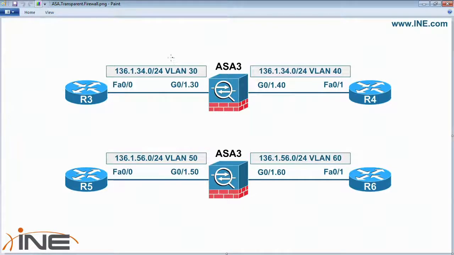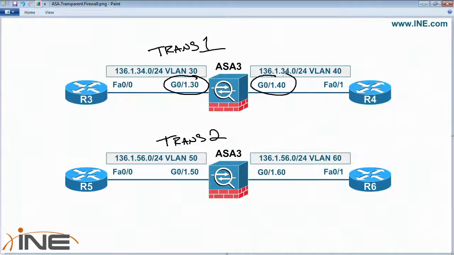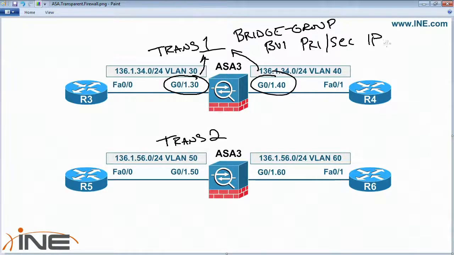So let's say that this is going to be context transparent 1. This is going to be context transparent 2. When we do the allocation of the interfaces, physically they are going to be configured under the system context. Then we're going to allocate these as logical interfaces to the context. Then from the context mode, this is where we're going to be configuring the bridge groups, where we configure the BVI, and that's where we're going to have the primary and the secondary IP addressing.